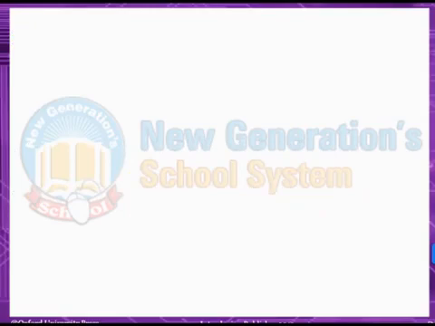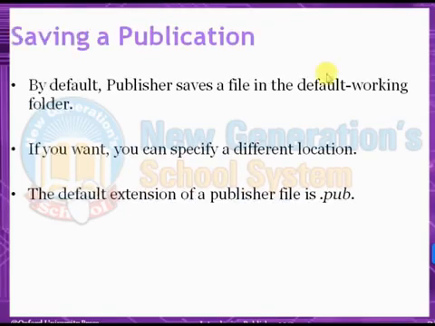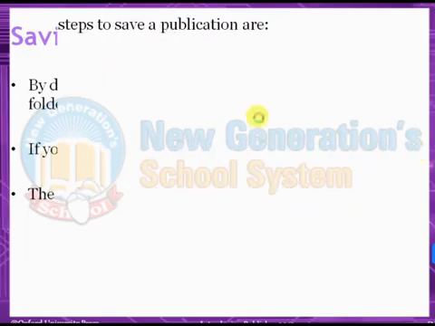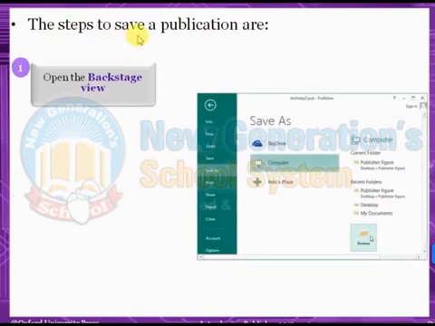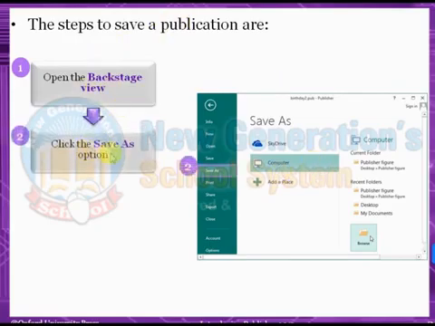So students, these are the steps. By default, Publisher saves its file in the default working folder, and it is saved as .pub. And students, if you want to change its location, or put it in your respective location, we can do that also. And how can we do this? The steps to save a publication are: open the Backstage view, and then click the Save As option.